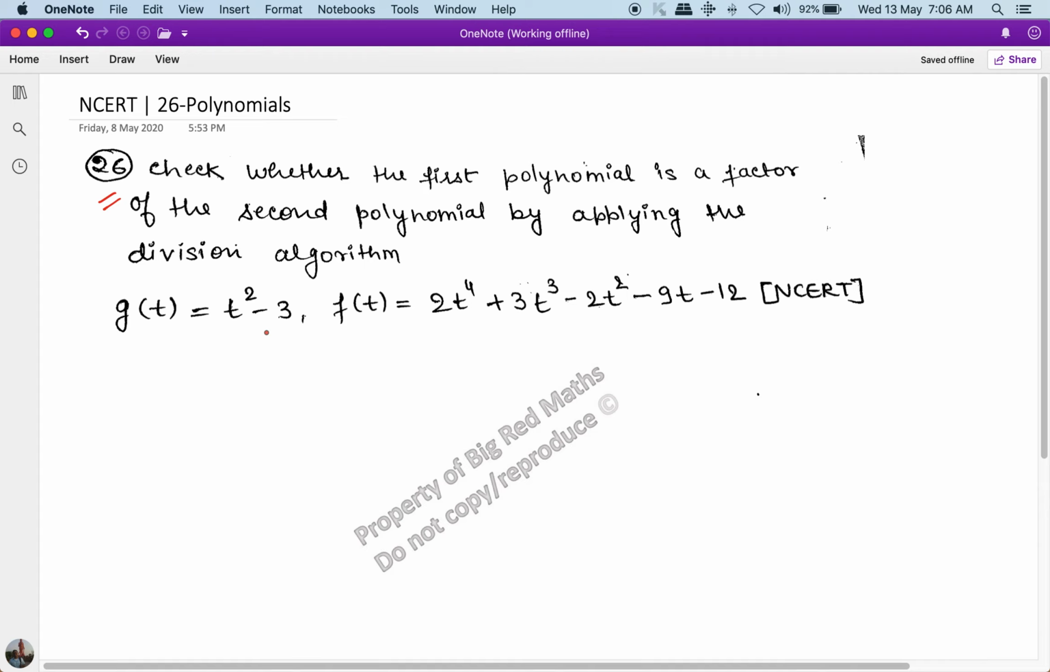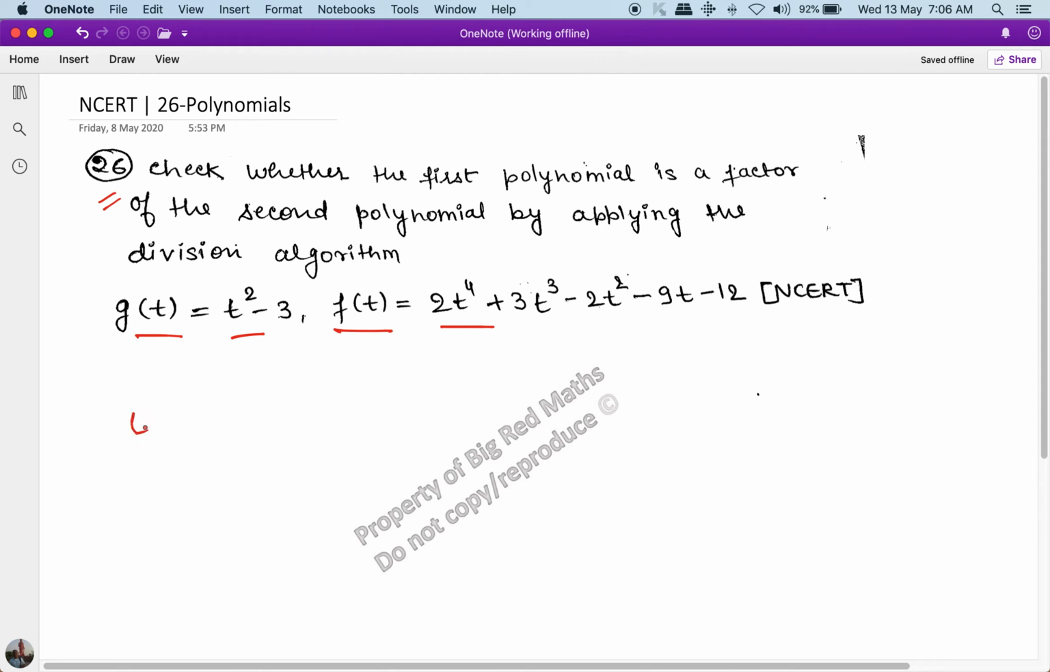This one says check whether the first polynomial is a factor of the second polynomial by applying the division algorithm. So this is one polynomial and this is another polynomial, and we have to find whether this polynomial is divisible by this one or not. We have to do nothing but a simple long division to figure out whether this is divisible perfectly or not. So let's start solving this one.